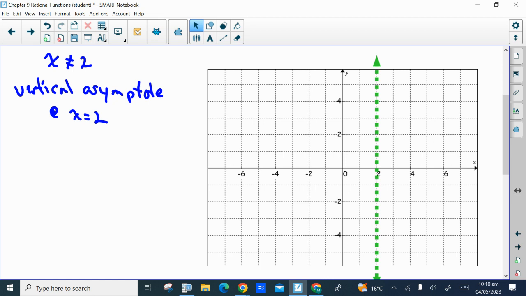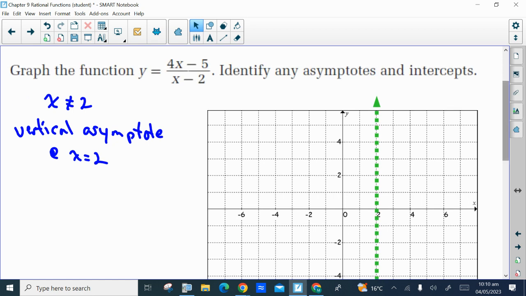All right, now there's also a horizontal asymptote here. And to find the horizontal asymptote, it's not going to be the x-axis, because in this case, y can equal 0. A rational function equals 0 when the numerator equals 0. So you can set 4x minus 5 equal to 0, and you'll get x equals 5 over 4. Right? That is the x-intercept, where y equals 0.